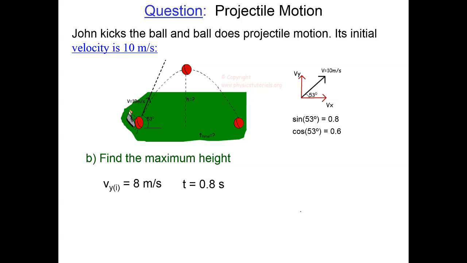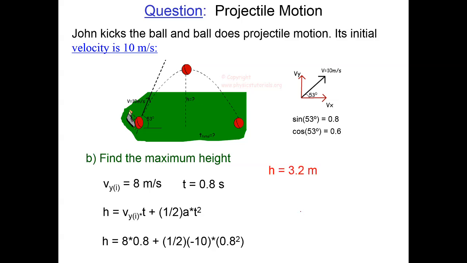So now we know that the height at any time is equal to the v initial times time plus 1/2 at squared. So that means at this point we have the v initial, that's 8 meters per second, and we want to find it at a time where time is 0.8 seconds. So we plug that in, so it's our 8 meters per second times 0.8 plus 1/2 times negative 10 times 0.8 squared. So that means that the height at the apex here is going to be 3.2 meters.